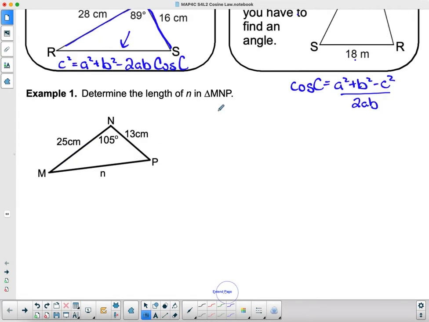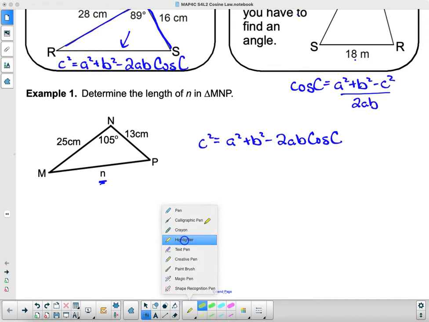So this first one, what are we trying to find? It says determine the length of n. So n is a side, so we're finding a side length, so it's got to be this one we're using. So let's write down the Pac-Man. c squared equals a squared plus b squared minus 2ab cos c.